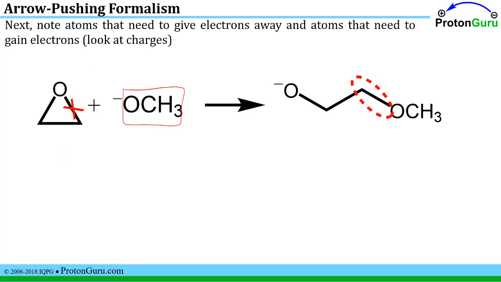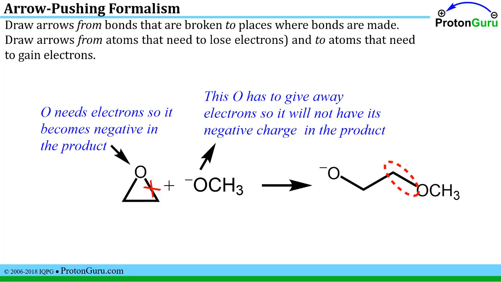Next, let's note which atoms need to give electrons away and which atoms need to gain electrons. And we can most easily do this probably by looking at the charges. If we look at the starting material, this O with the CH3 on it starts off being negative, but in the product it's neutral and bound to the carbon. It's going to have to give electrons away so that it won't be negative anymore in the product. On the flip side of that, you see that in the product, this oxygen that is attached to this carbon here is negative, and that's this oxygen. It's going to need to gain some electrons to get that negative charge.